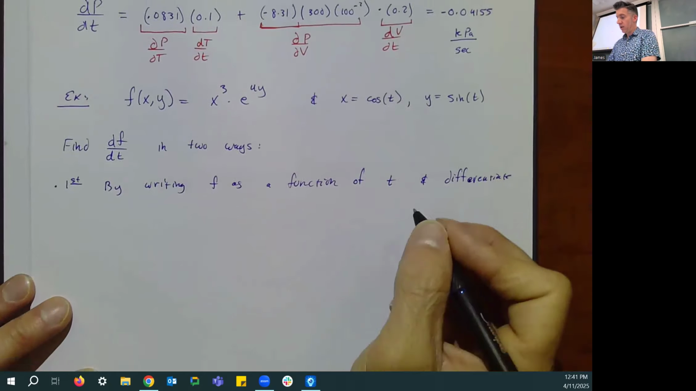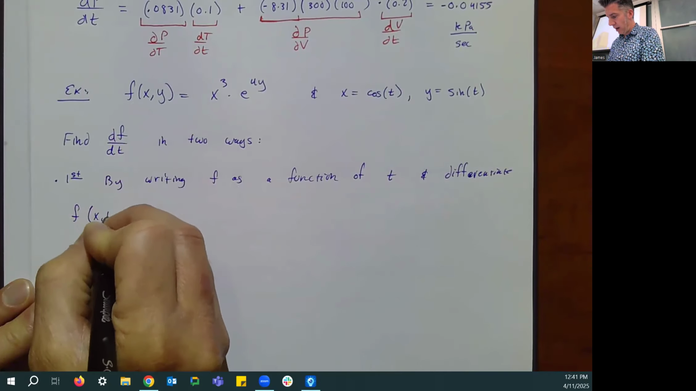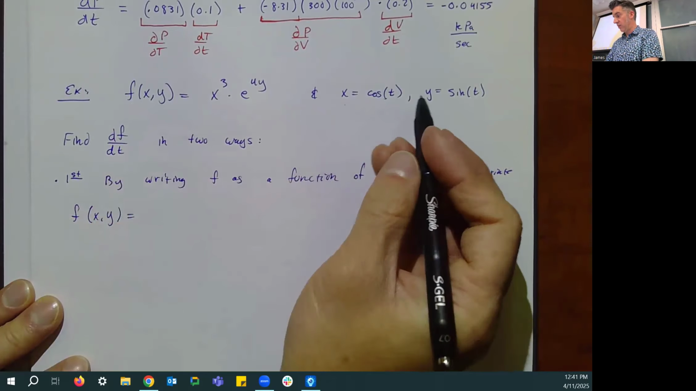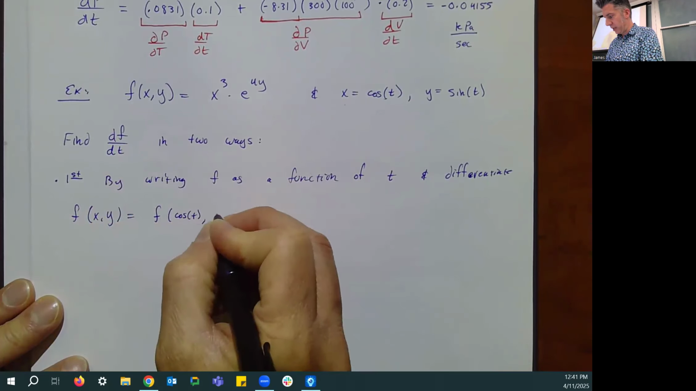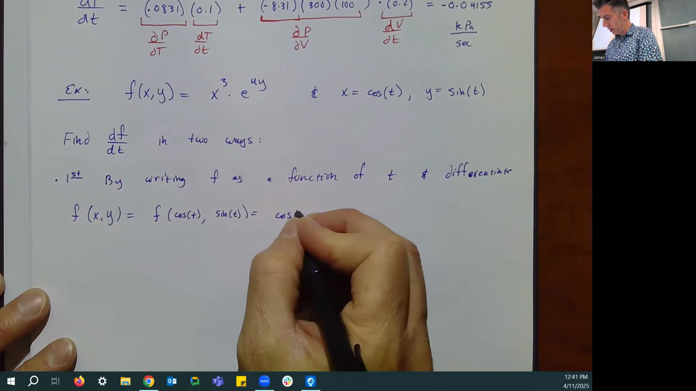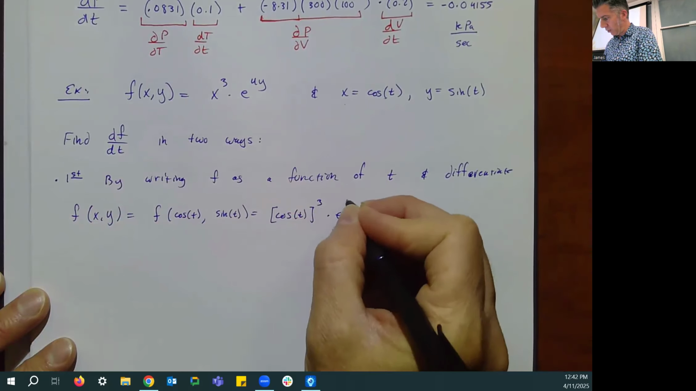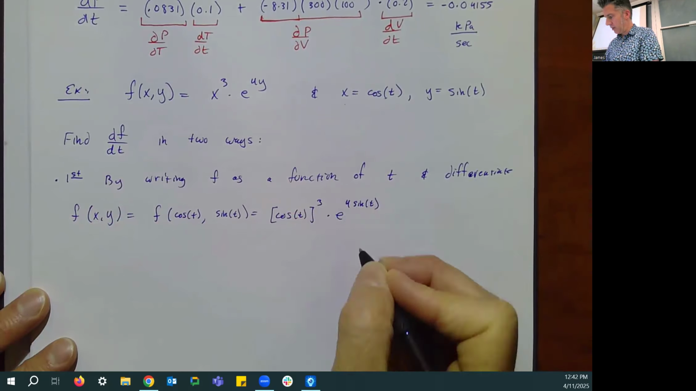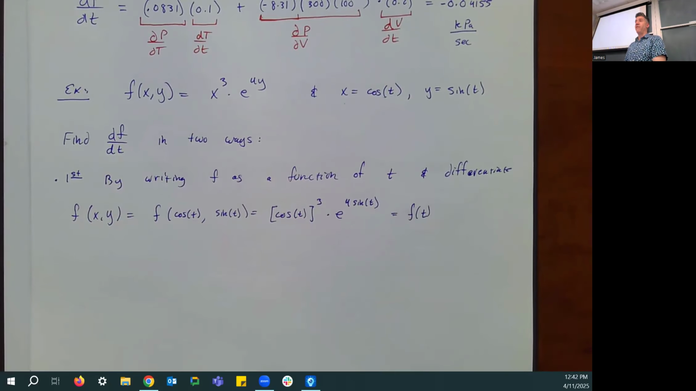Okay, so let's see. We're going to write f of x comma y as, we're just going to replace x with cosine and y with sine. So it's going to be f of cosine of t comma sine of t. And that's going to equal cosine of t cubed times e to the 4 sine of t. And this is now what we're thinking of as f of t. Right, we can fully write f as a function of t. Okay, we're going to differentiate this thing, and we're definitely going to have to use the product rule.